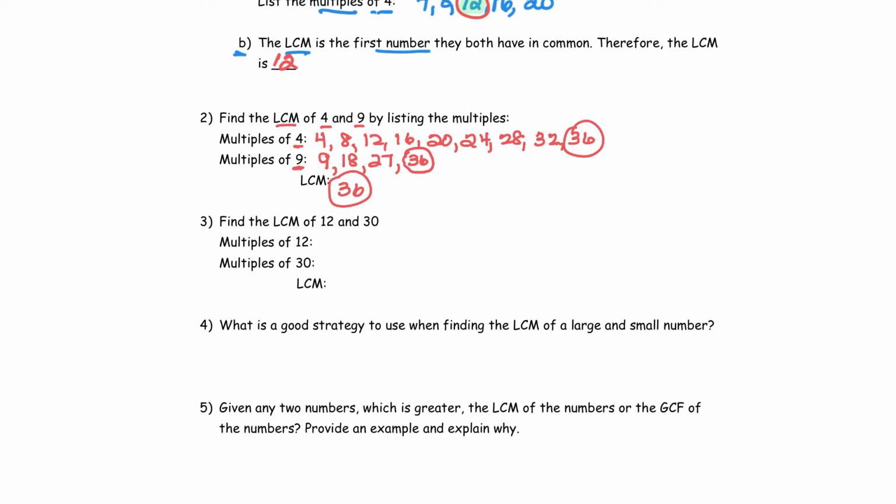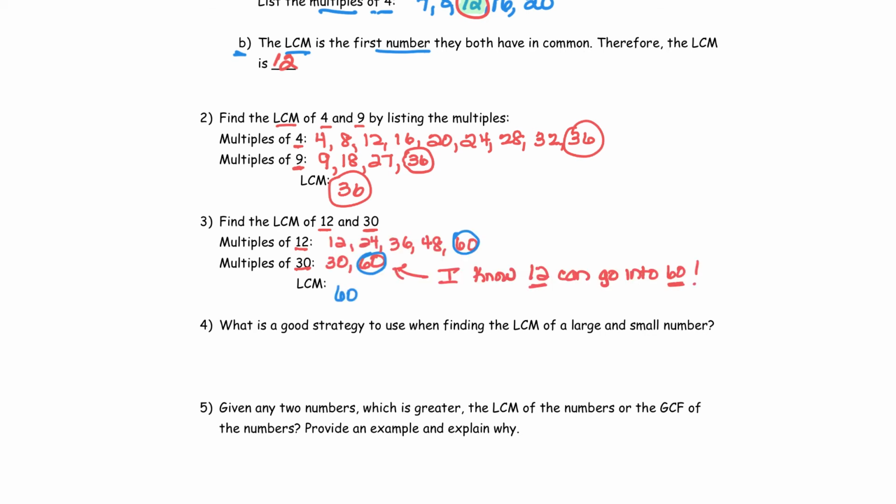Let's take a look at number 3. Find the LCM of 12 and 30. I'll do this one with you. For 12 and 30, I'm going to ask you to pause the video and try it on your own. Start with the multiples of 30 first, and you're going to see something pretty interesting. Pause the video, and here you go. I hope you came up with 60. So the least common multiple of 12 and 30 is 60.